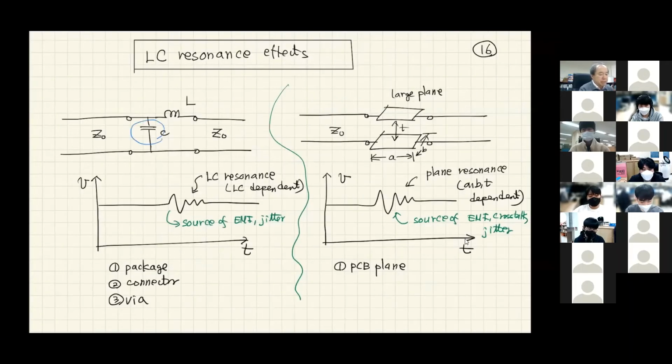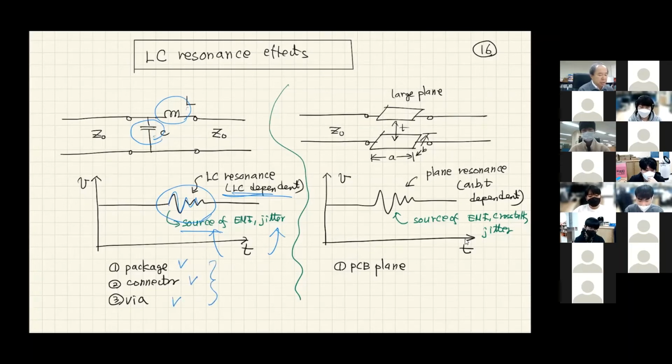Sometimes you have C and L together. In many interconnections, L component and C components are coupled together. Then you're gonna see this kind of ripple, and this ripple resonance may be coming from LC type of resonances, and it may cause the EMI and jitter issues. Usually this kind of LC parasitic element is coming from package, connector or via.